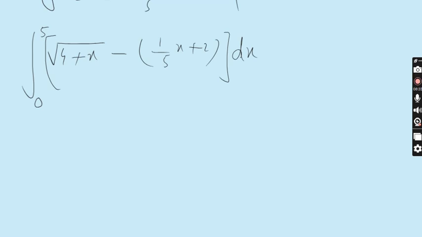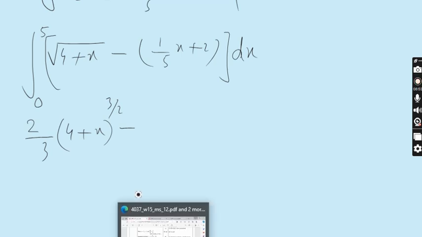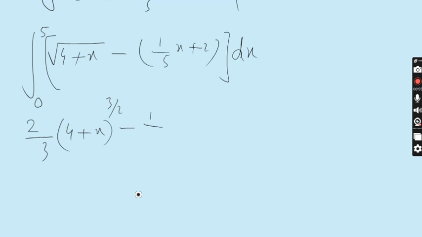Now square root of 4 plus x. We have already integrated square root of 4 plus x, root x, in the previous part. What was the answer? The answer is 2 upon 3, (4 plus x) power 3 upon 2. Now integrate 1 upon 5 x. Integrate 1 upon 5 x, the integration is x square upon 2, minus 2, and the integral of dx is x. The limit is 0 to 5. Now apply the limit.